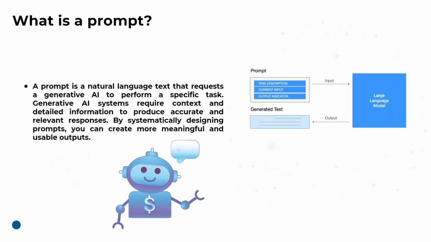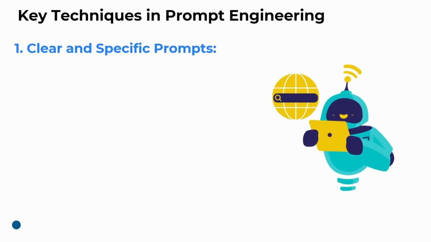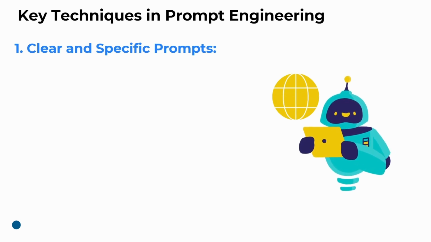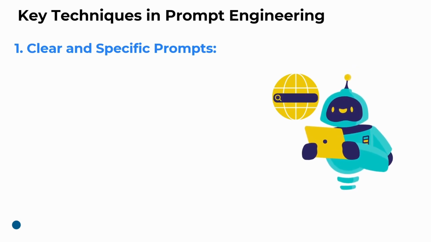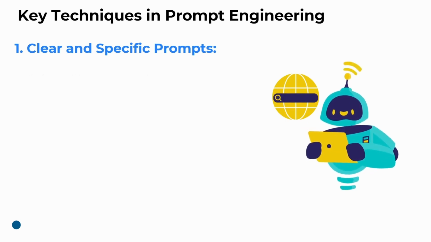So first we'll see what exactly a prompt is. A prompt is just a request to a generative AI to perform a specific task. It requires context and detailed information to produce an accurate and relevant response. So that is the definition of a prompt. So what are the key techniques in prompt engineering? First one is a clear and specific prompt. Instead of asking "tell me about neural networks", use a more specific prompt like "explain the basics of neural networks in simple terms suitable for a beginner". That helps the model generate a more targeted and useful response.